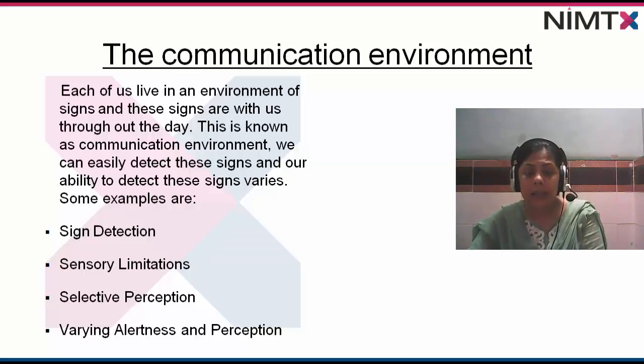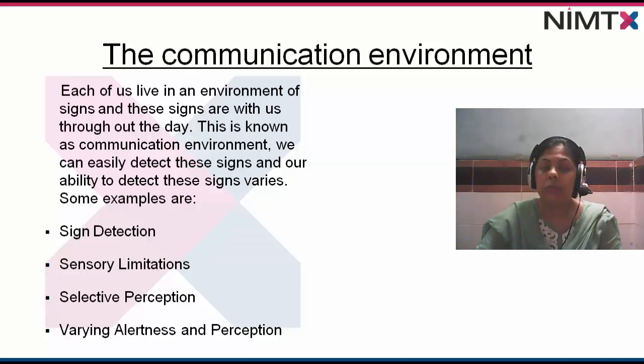Varying alertness and perception. Again, you're sitting in a class, and the subject that is being taught, you are not very much interested in that. So what would you do? You would tend to look here and there, and so your alertness for that particular subject is varying. You're not very sure whether you want to listen to that, or you don't want to listen. So this is called varying alertness and perception.